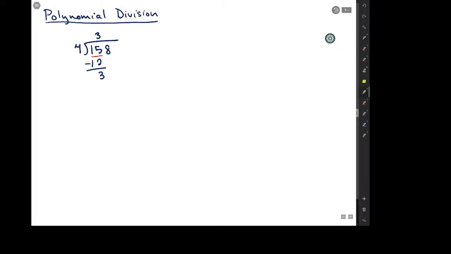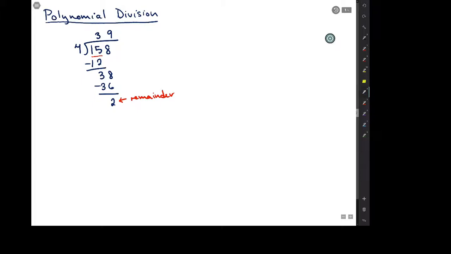Now 4 doesn't go into 3, so I bring that 8 down and I say, okay, how many times does 4 go into 38? And 4 goes into 38 9 times. And 4 times 9 is 36, and so I subtract that off, and I get 2. And now 2 is smaller than 4. 4 doesn't go into 2 any more times, and so this is my remainder.